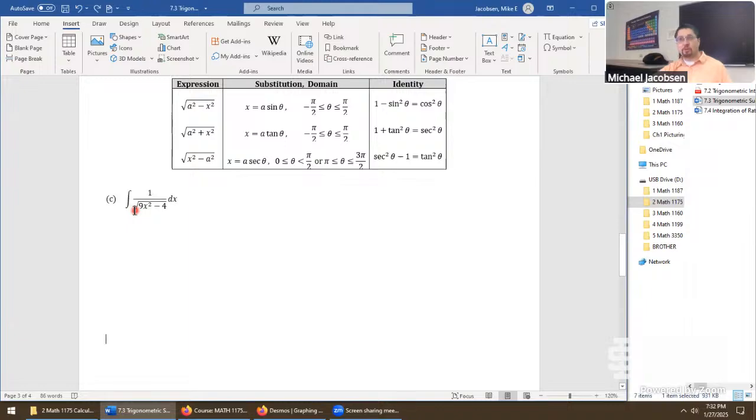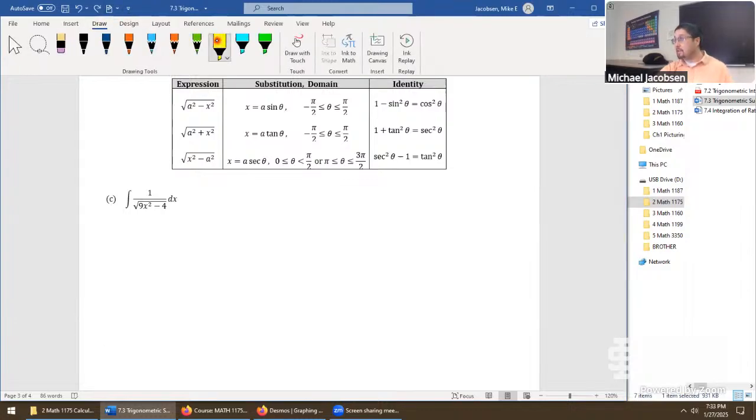The moment we see a square root with a variable x squared minus a constant, it suggests that we should be on this part of the table. But notice our format isn't perfect, right? This says use x equals a secant theta. The a comes from taking the square root of the constant term right here. We have something extra. We have a coefficient right above.